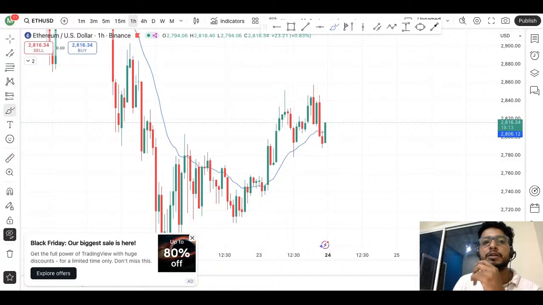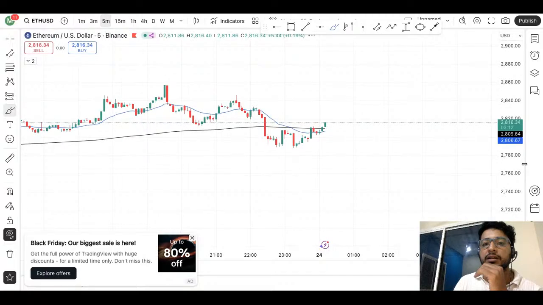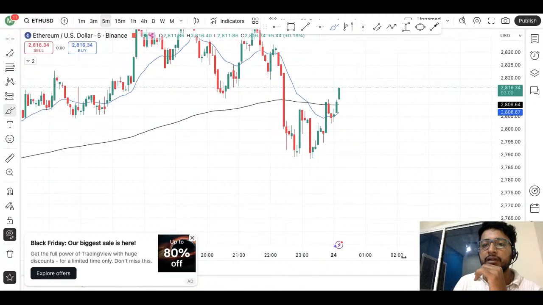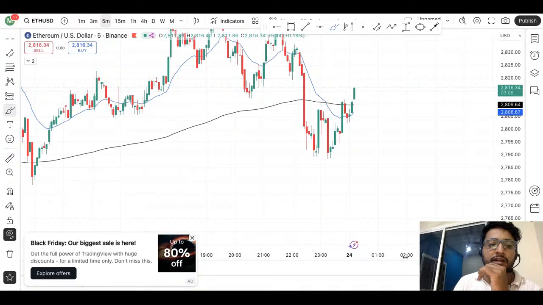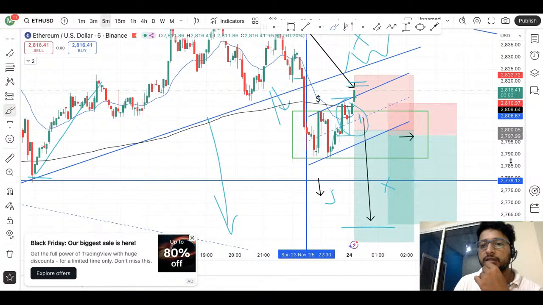Our plan is to take a bearish trade, but our entry is not yet triggered, so that's the reason we are still waiting. We are not entering into this trade today. We are not going to trade today. We will be doing the trade tomorrow only, because our system is not triggered yet.